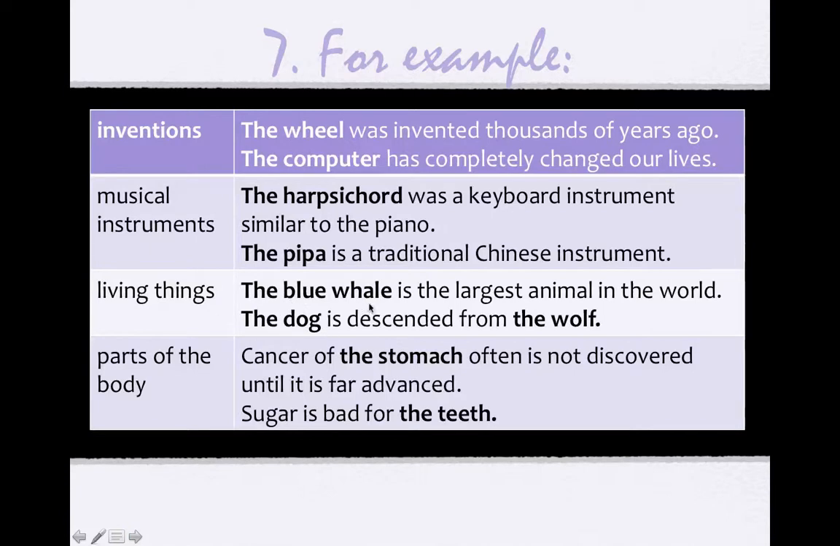Living things, the blue whale is the largest animal in the world. The dog is descended from the wolf. Okay, I can also say blue whales are the largest animals in the world. I can also say dogs are descended from wolves. Two different ways to say the same thing.